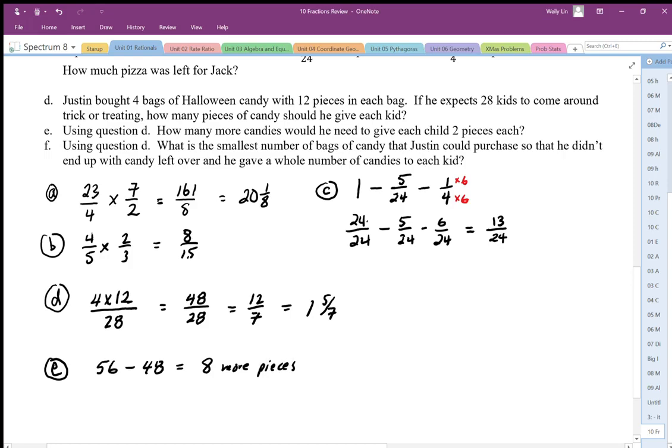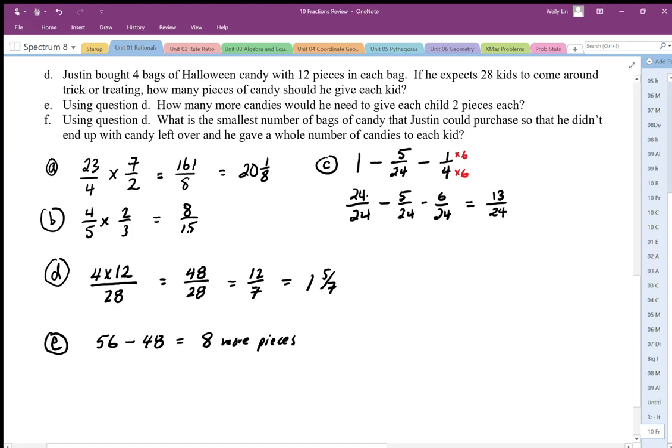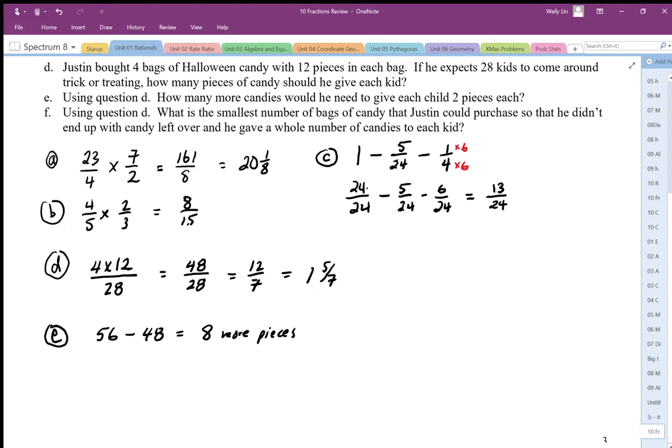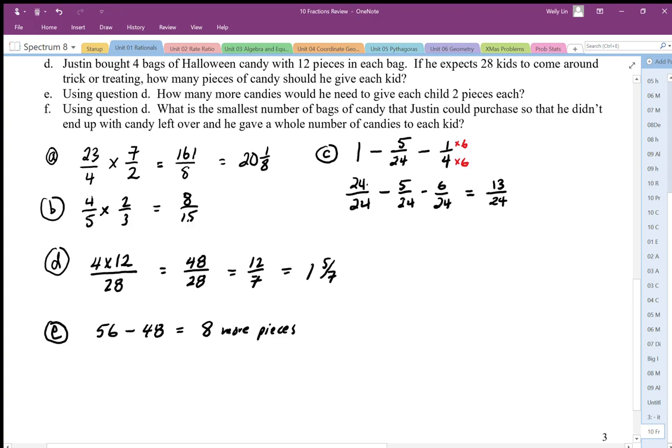And then for part F, what's the smallest number of bags of candy? So they come in bags of 12. How many bags of candy should Justin purchase so he doesn't have any candy left over? And each kid gets a whole number of candies. Okay, well, we have this situation here. So we have groups of 12, and we're going to have this many bags. We don't know how many bags that is, but it needs to be evenly divisible by 28. So this needs to equal a whole number.